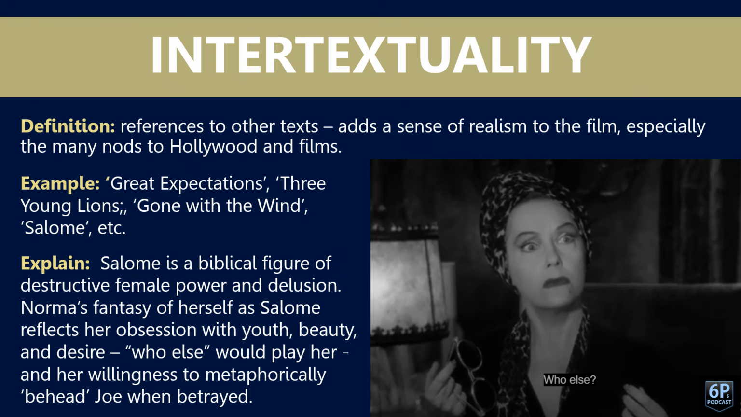And these add a sense of realism to the film, especially the many nods to Hollywood and some of the films. So we've got a couple of novels. We've got Great Expectations. In fact, I think The Mansion is referenced to be a little bit like Miss Havisham's Mansion in Charles Dickens' Great Expectations. There's also a connection there between Miss Havisham and Norma, and what happens to Joe and Pip in the text. You can relate Pip and Joe together.